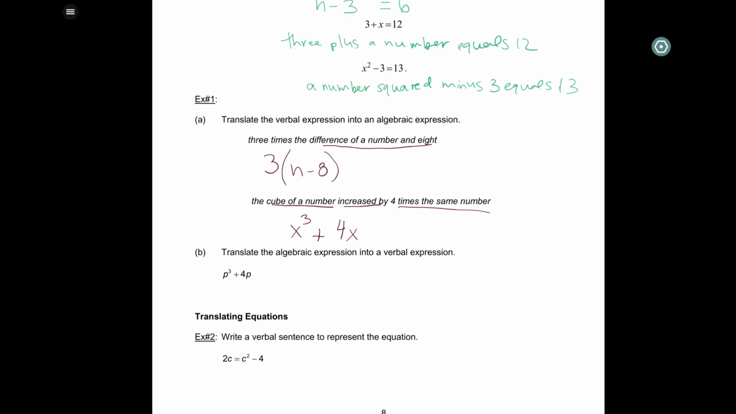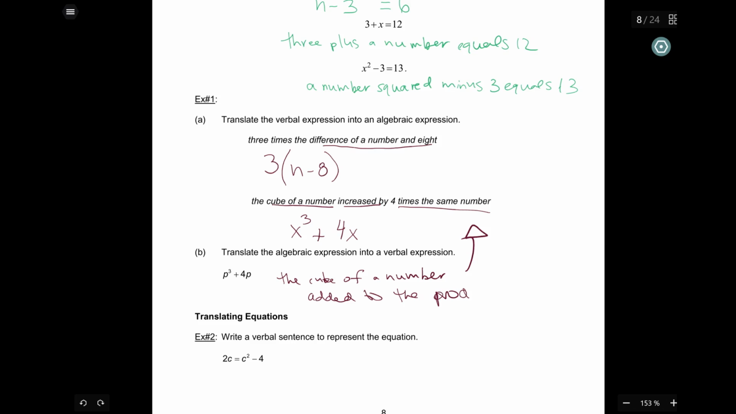Translate into a verbal expression. So we could say the cube of a number increased by 4 times that same number. So this is literally what we wrote above. The cube of a number, we could say added to the product of 4 and that same number.